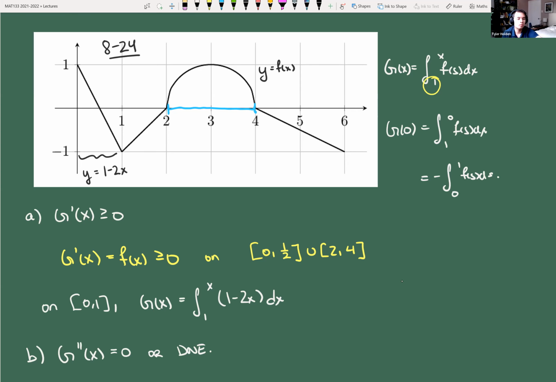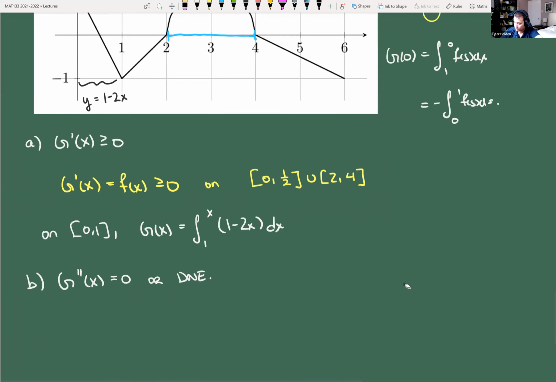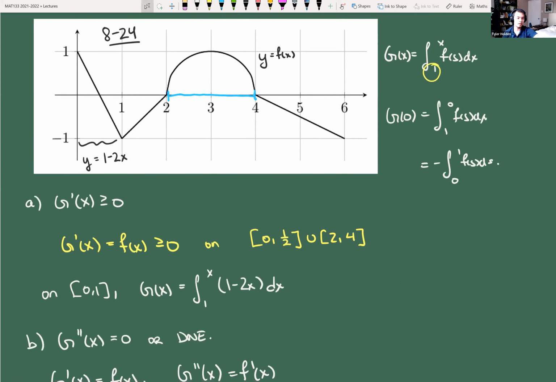Okay, so when you all look at this graph, where does the second derivative of g equal 0, or does not exist? Now, remember, the first derivative of g is f, right? So the second derivative of g is f prime. So if you look at this graph, where is the second derivative either does not exist or is equal to 0?